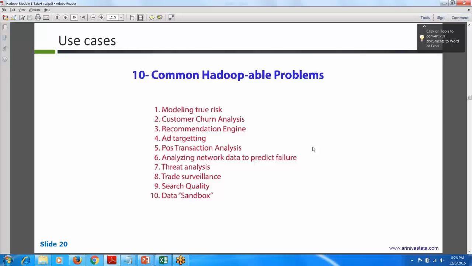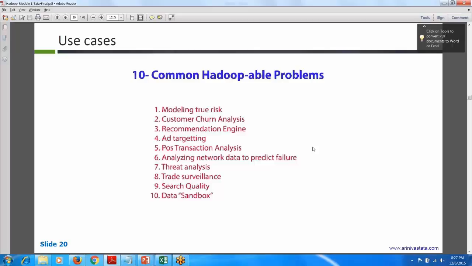Coming to the 9th, search quality. The best example is Google. If you search for something, it will not give something else, right? It gives exactly what you want. The search quality Google is giving is by building all the indexes and doing a lot of background work. So it is a common Hadoopable problem because Google is working with petabytes of data. When you search for something, it needs to give the results in a couple of seconds. If they give the results in minutes or hours, we will not go to Google. So search quality is a common Hadoopable problem.